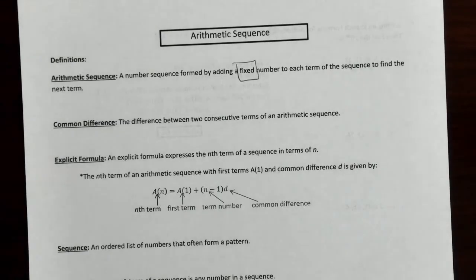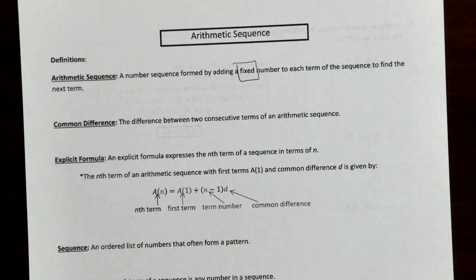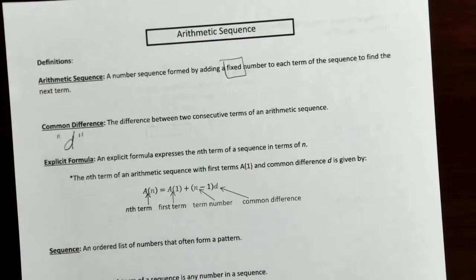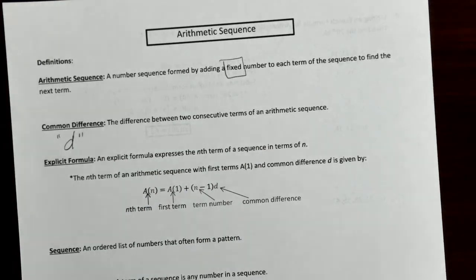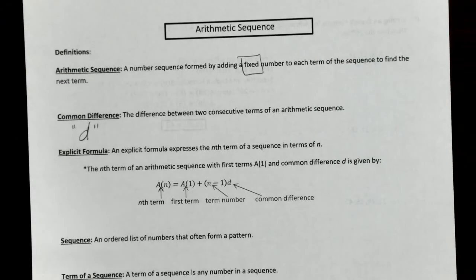So the common difference is what I'm going to add or subtract between two terms in my arithmetic sequence. It's the difference between term 1 and term 2, which will be the same between term 2 and term 3, and the same between term 3 and term 4, etc. So the common difference, which we denote as d, is the difference between two consecutive terms.